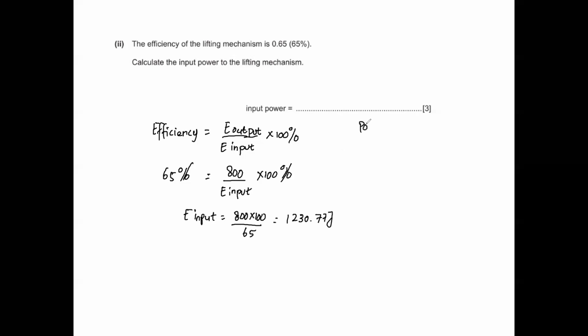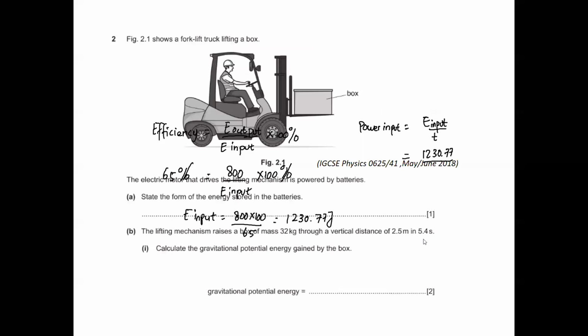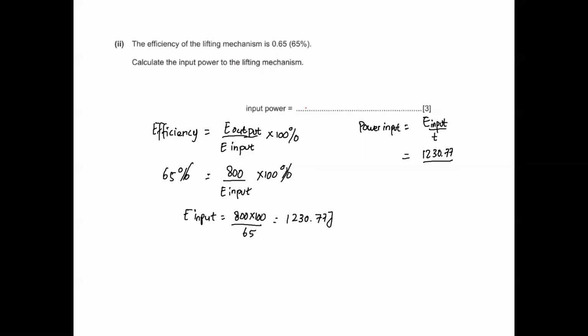Okay, and now we want to find the power. So power, the formula is energy over time. So power input is energy input over time. So the energy, as we found, 1230.77, over the time. Just now the time is 5.4. Yes, the time is 5.4 seconds. So the answer is 227.92 watt. Okay, so the unit of power is watt. So 227.92 watt.